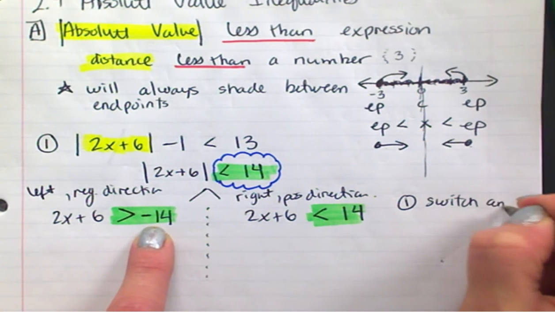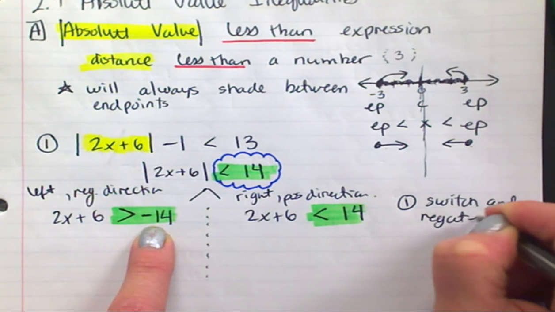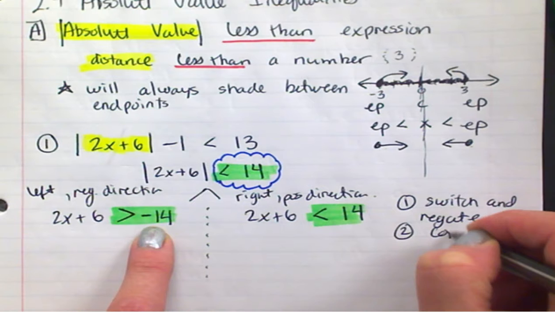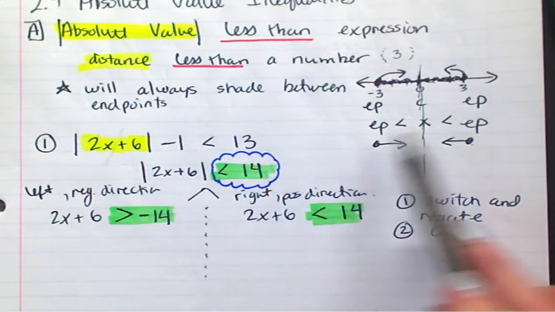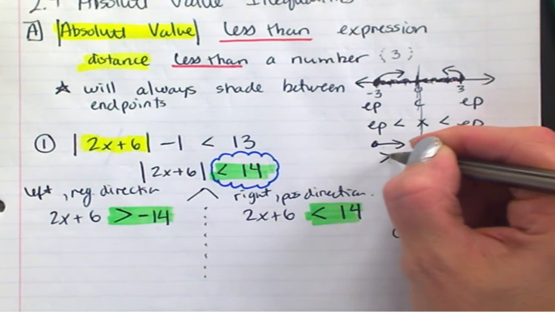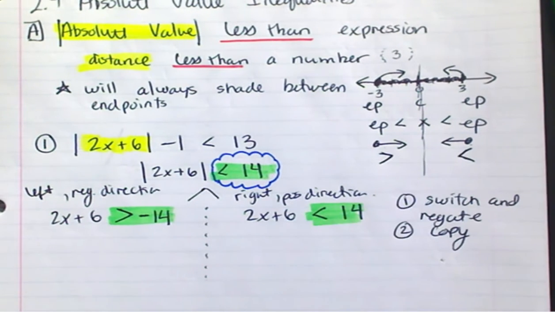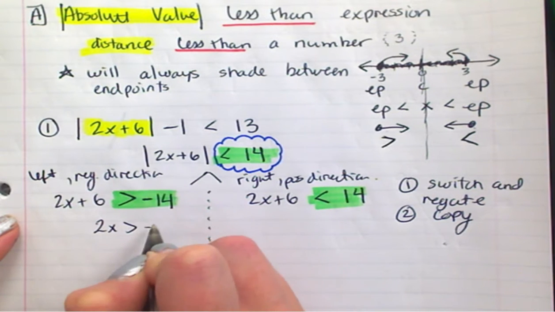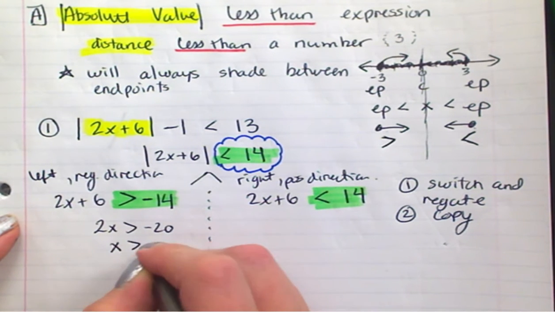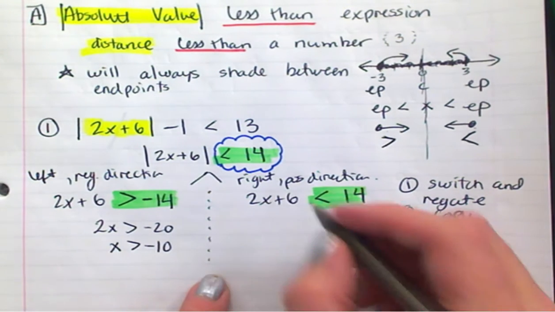Okay? Switch and negate and copy. The other side is just copying what you see. But you should understand why this one says greater than, why this one says less than. It's because of the direction that the arrows need to go. Solve, right? Solve the two inequalities. X greater than negative 20, X greater than negative 10.